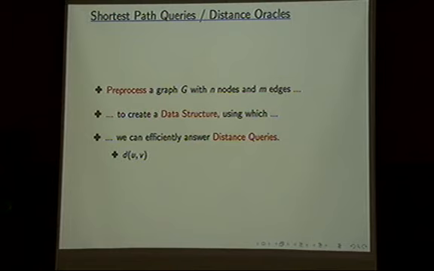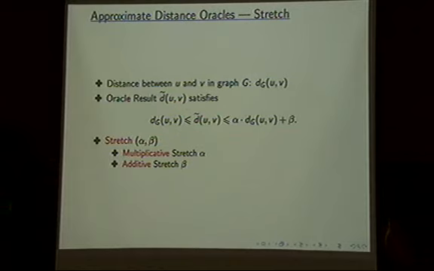And I will relax the notion of the distance a little bit. I will say, well, we can also compute approximate distances. What do I mean by approximations? Well, say the original distance is here denoted by d_G(u,v), so the distance between u and v in the graph. And we want that the approximation, the result here, should be at most alpha times the original distance plus beta. So we could have some multiplicative stretch alpha and some additive stretch beta.